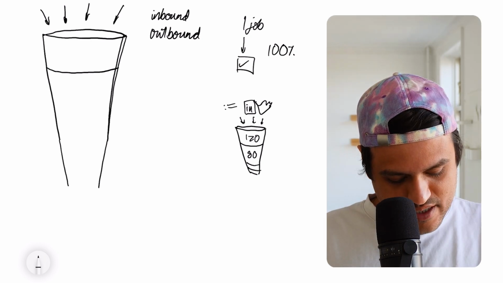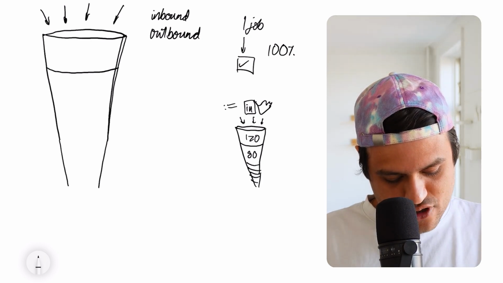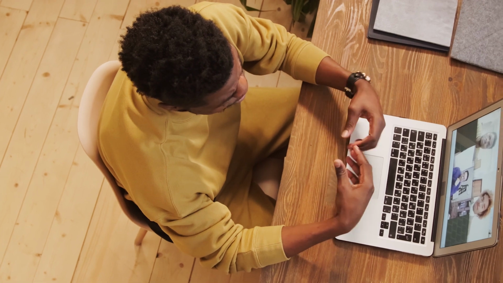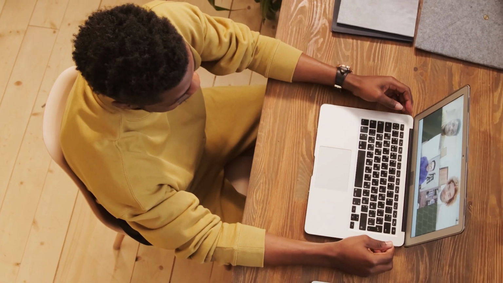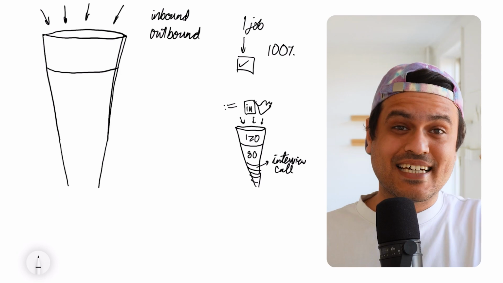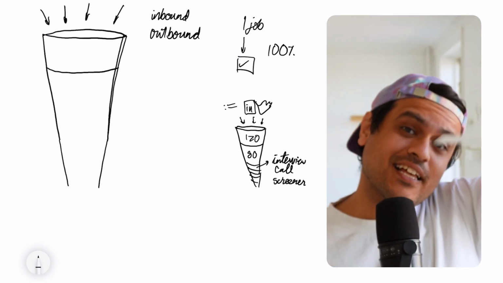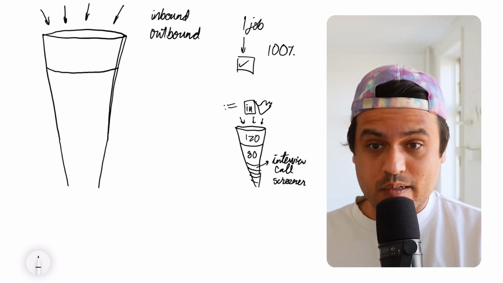But the rest of this filtering, these are typically the stages of the interview. So the first thing might be an interview call, right? The first call is also called the phone screener, but that's what the funnel looks like on the interviewer's end. Let's come back to our funnel here.